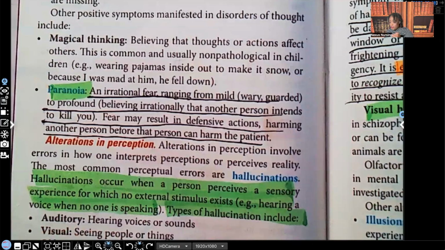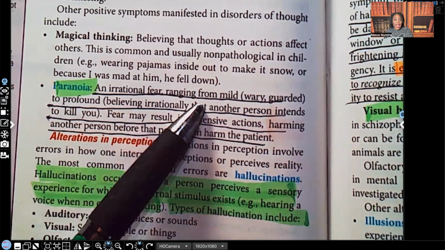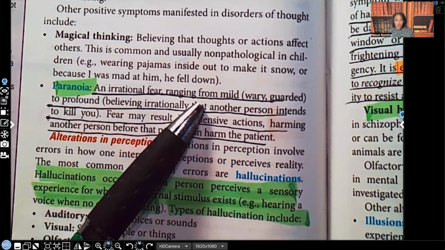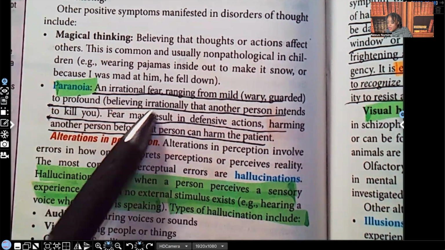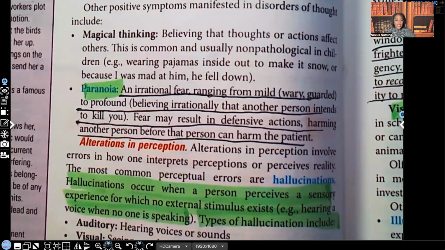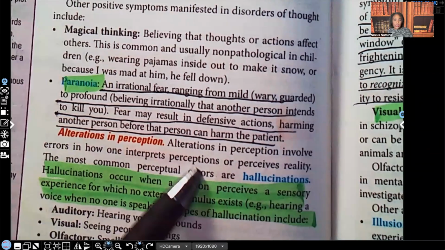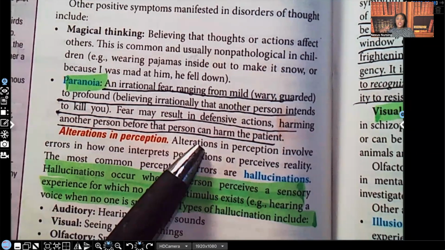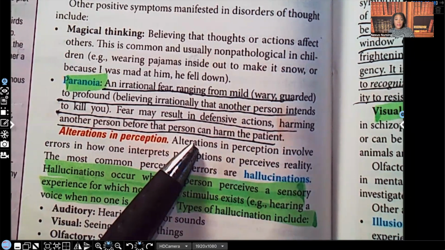Paranoia. This is an irrational fear, ranging from mild, being wary, being guarded, to profound, believing irrationally that another person is trying to kill you. The fear may result in defensive actions harming another person before that person can harm the patient. So that paranoia might be so bad, they might injure somebody because they feel like, well, I have to hurt them first before I give them a chance to hurt me.